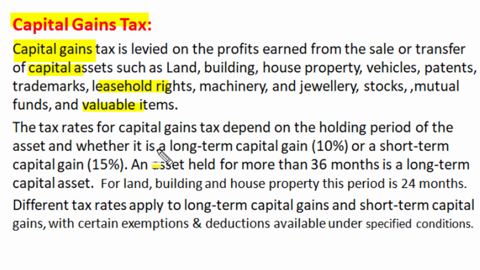Now, the tax rate for capital gains tax depends on the holding period of the asset, and accordingly, we have long-term capital gain, which is taxed at a rate of 10% on profit earned from the sale or transfer of a capital asset, or short-term capital gain, which is taxed at a rate of 15% on profit. Any asset held for more than 36 months is treated as a long-term capital asset, and for land, building and house property this period is only 24 months, and beyond that any capital asset is treated as a long-term capital asset.